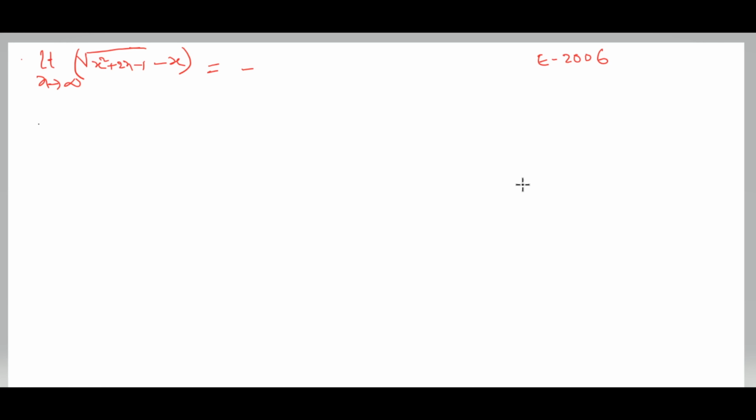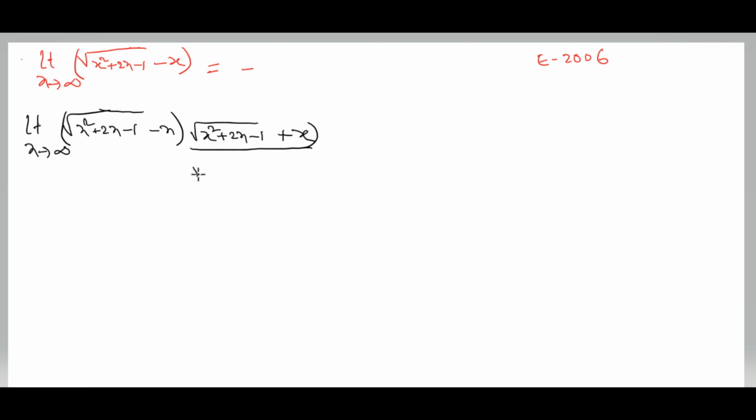Friends, this problem is from MSET 2006. Here is given limit x tends to infinity square root of (x square plus 2x minus 1) minus x. So take rationalization, that is limit x tends to infinity square root of (x square plus 2x minus 1) minus x. So the rationalizing factor is square root of (x square plus 2x minus 1) plus x by under root of (x square plus 2x minus 1) plus x.